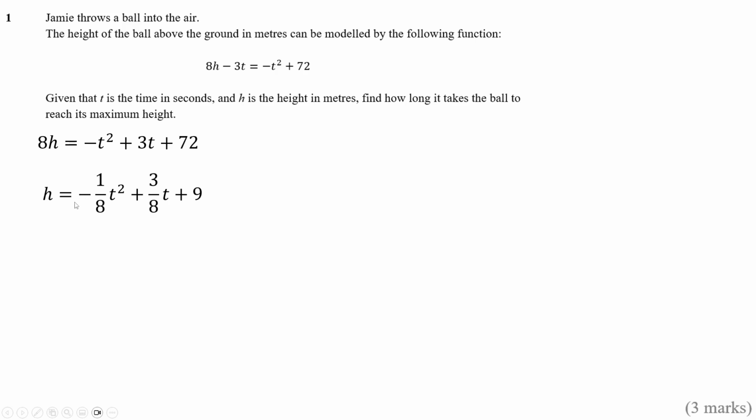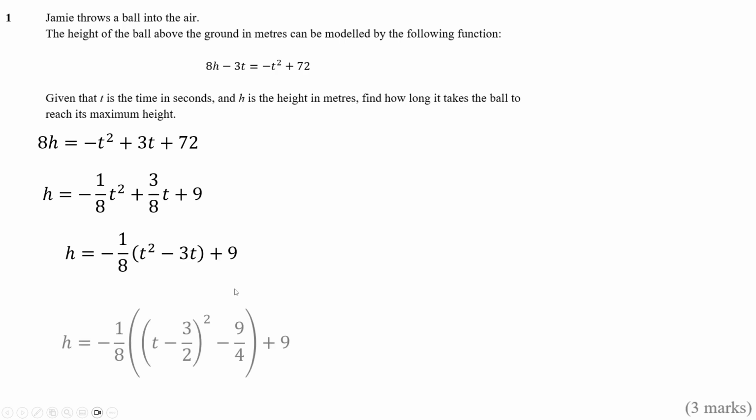Okay, so take out -1/8, so you have here -1/8 lots of t squared minus 3t, and then just leave the +9 at the end like that. And then just complete the square on this. So you have t minus 3 over 2 all squared minus 9 over 4. And here we can stop. We don't need to distribute this across this and then sum these two together, because that will only help us to find the height, and we don't care about the height. We only need to know that the time is 1.5 seconds, because it's the opposite of this number. The time is whatever number t takes to make this equal to 0. So the time is 3 over 2 or 1.5 seconds.